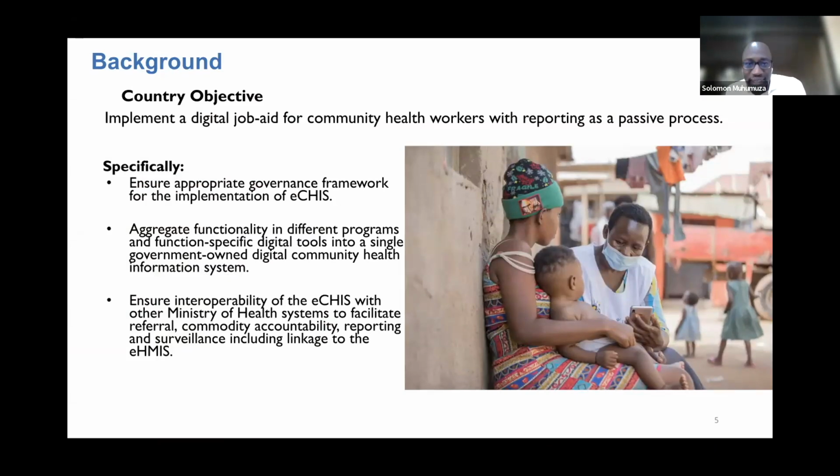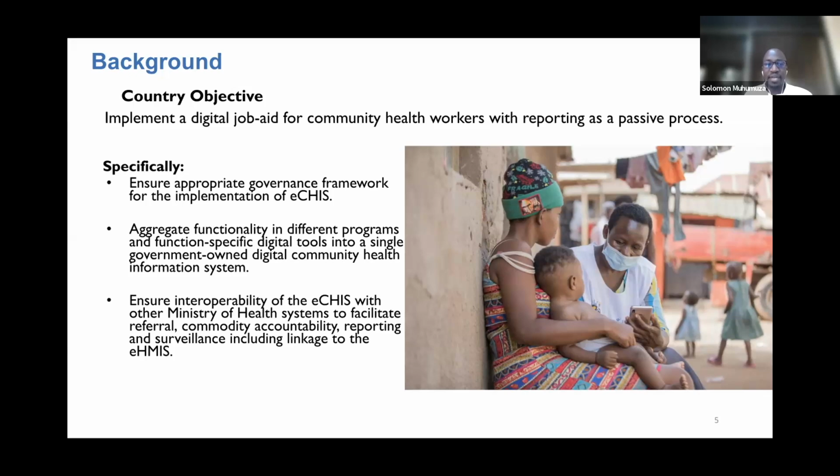So at the start of our journey of implementing the community health information system, towards the end of 2021, we came up with the country objective of implementing a digital job aid for community health workers, with reporting as a passive process. When we did some baselines, it was very clear that community health workers spend a lot of time compiling these reports, and at the end of the day, the reports are not accurate, and little time is spent on delivering the services which are needed in the country.